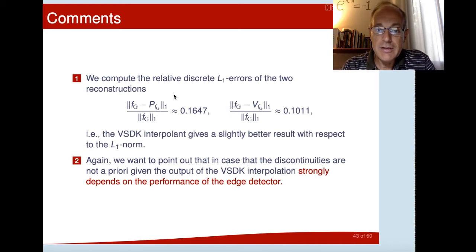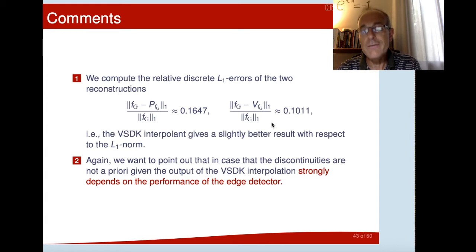So, comments about this example. We compute the relative L1 errors of the two reconstructions. These two errors are the relative ones. And then you see that the one we obtain using the VSDK is slightly better, because of all the considerations that we have made before. But now the difference is not much bigger because we are predicting the discontinuities. We don't know exactly where they are. We are predicting them using this support vector machine approach.